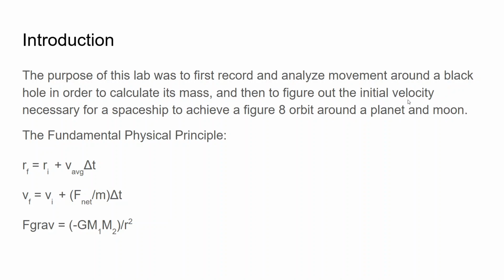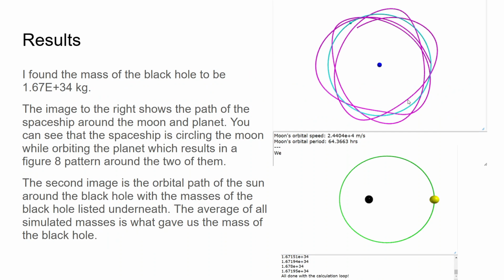For the introduction, the purpose of this lab was to first record and analyze movement around a black hole in order to calculate its mass, and then figure out the initial velocity for a spaceship to achieve a figure-8 orbit around a planet and moon. The fundamental physical principles that we used were the position update formula, the velocity update formula, and the gravitational force formula. Here are the results.